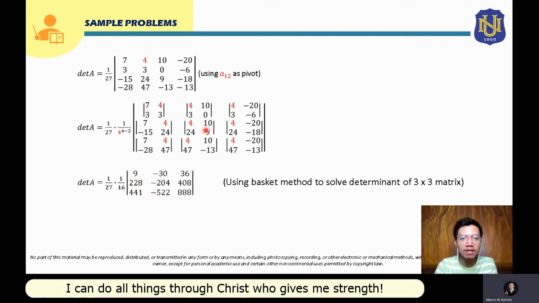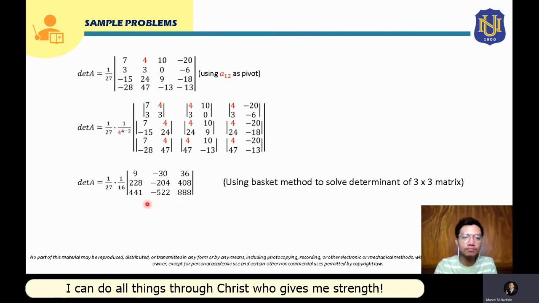And we have here 4 times 9 minus 24 times 10. So that will be negative 204. And then we have here 4 times negative 18 minus 24 times negative 20. So that will be 408. And then we have here 7 times 47 minus negative 28 times 4. So that will be 441. And then we have here 4 times negative 13 minus 47 times 10. So that will be negative 522. And then we have here 4 times negative 13 minus 47 times negative 20. So that will be 888.